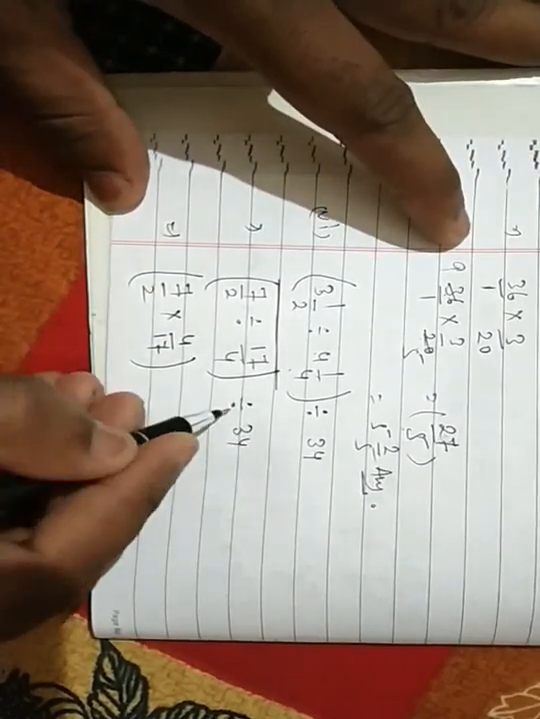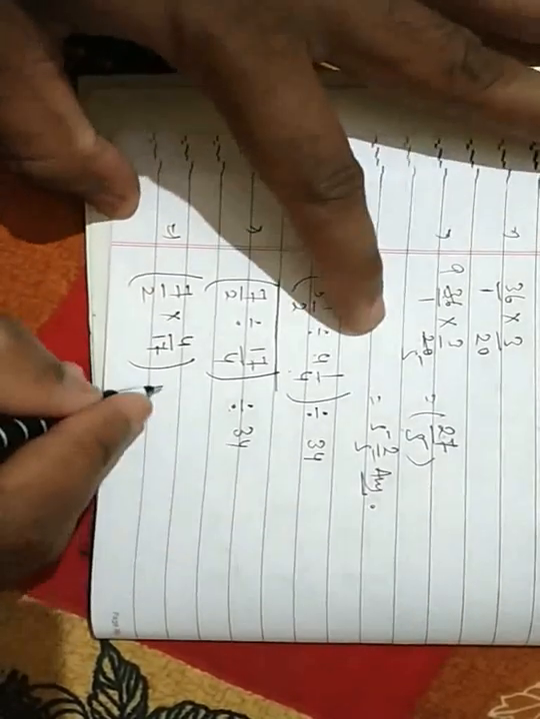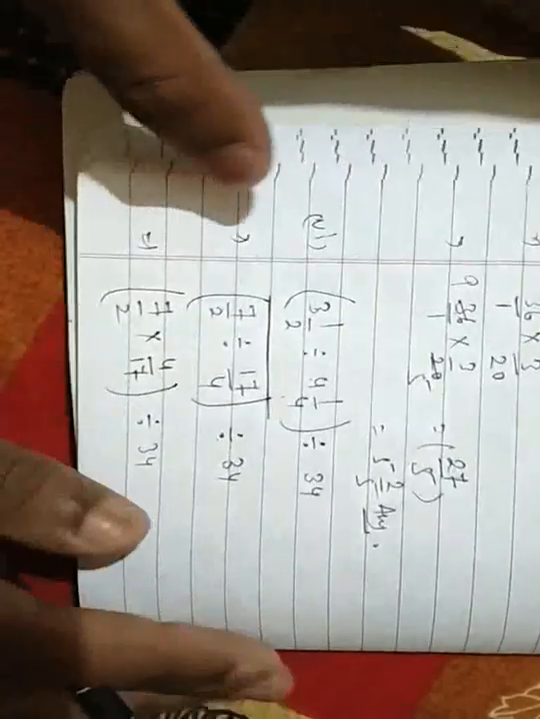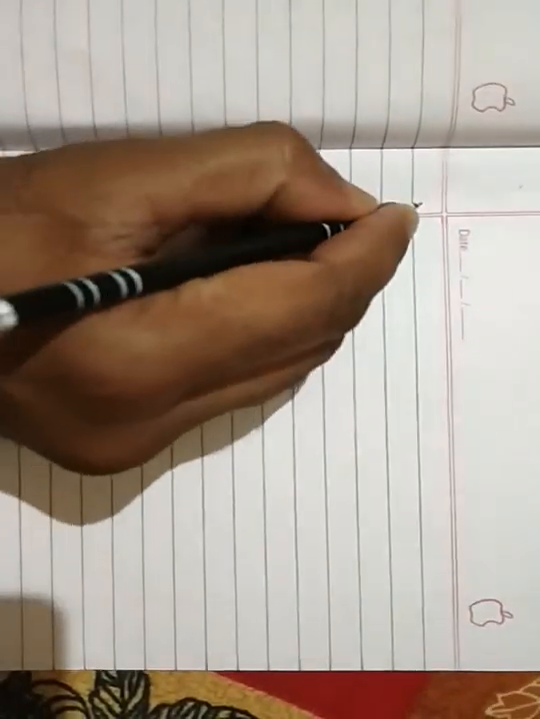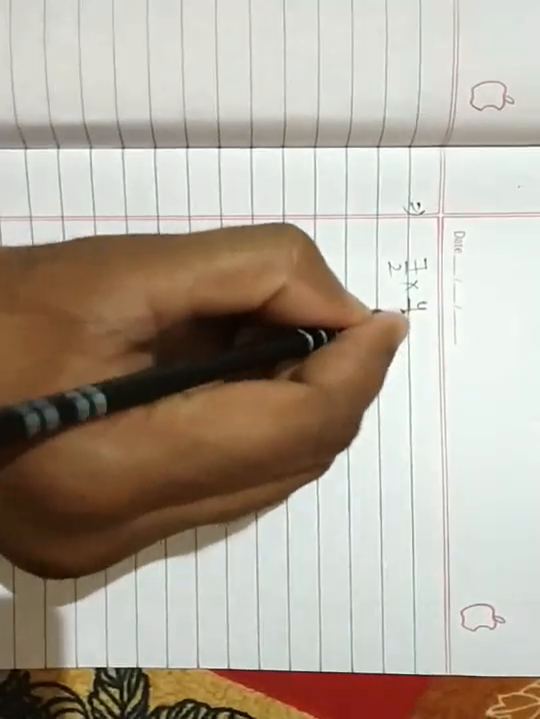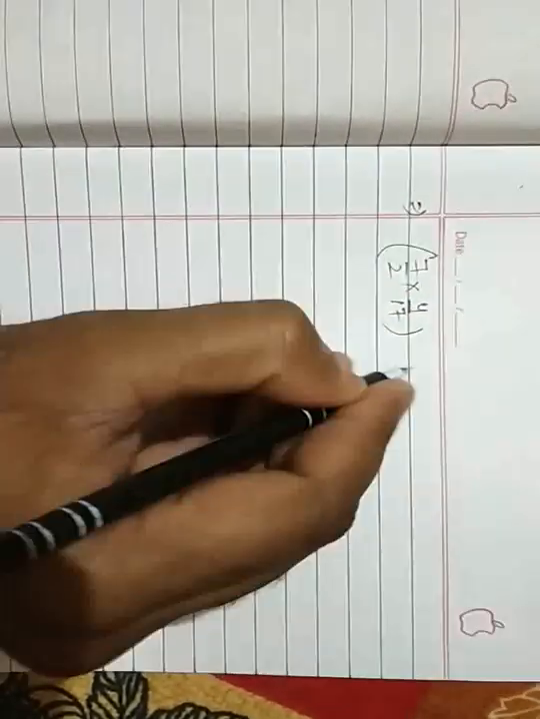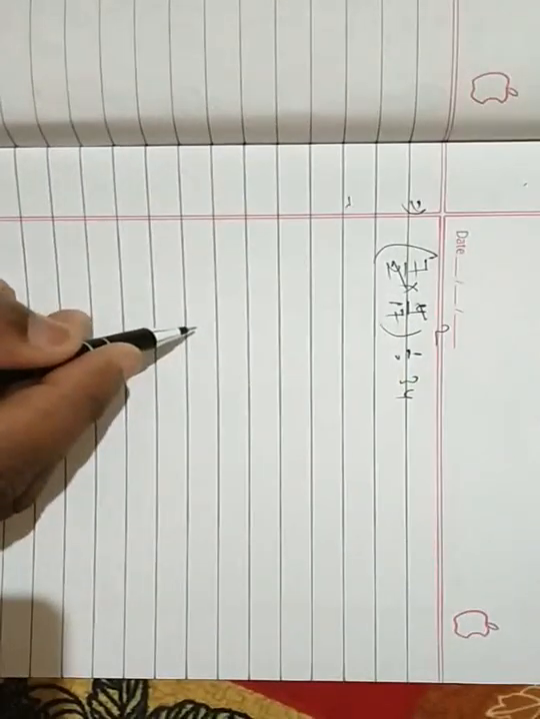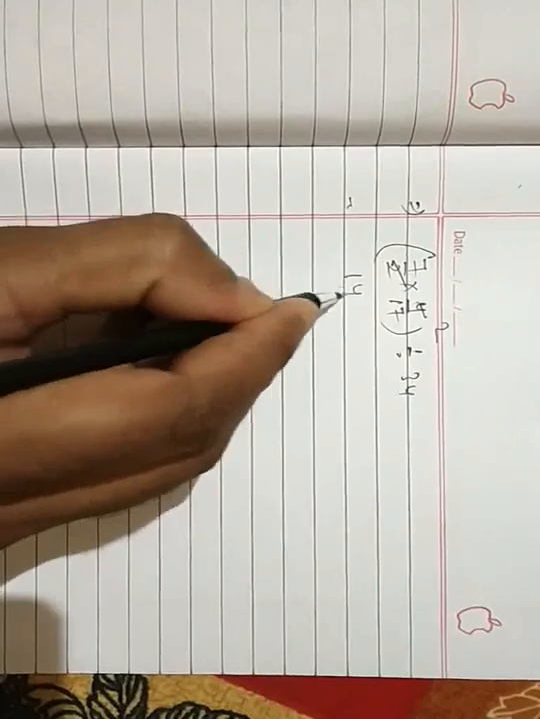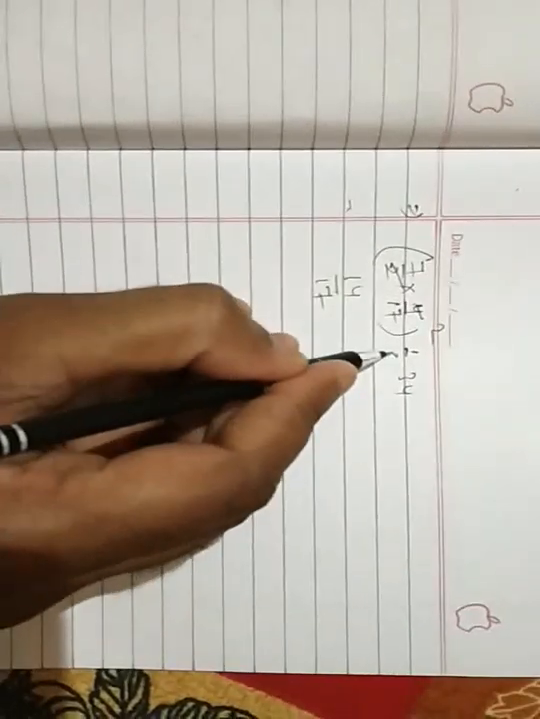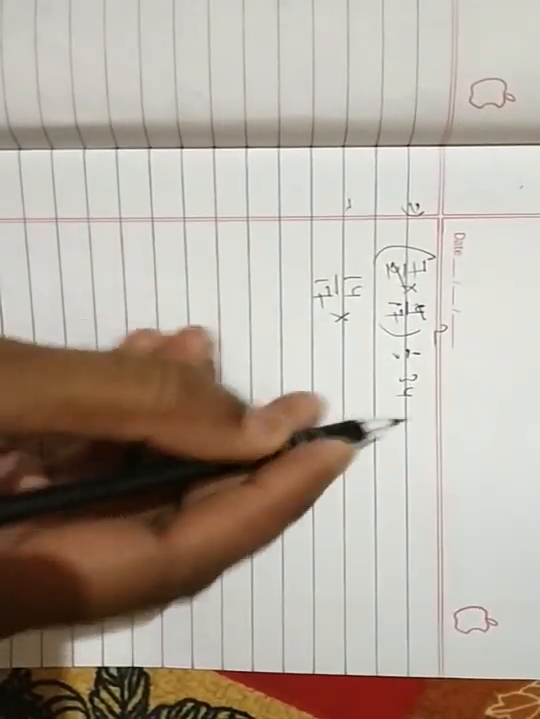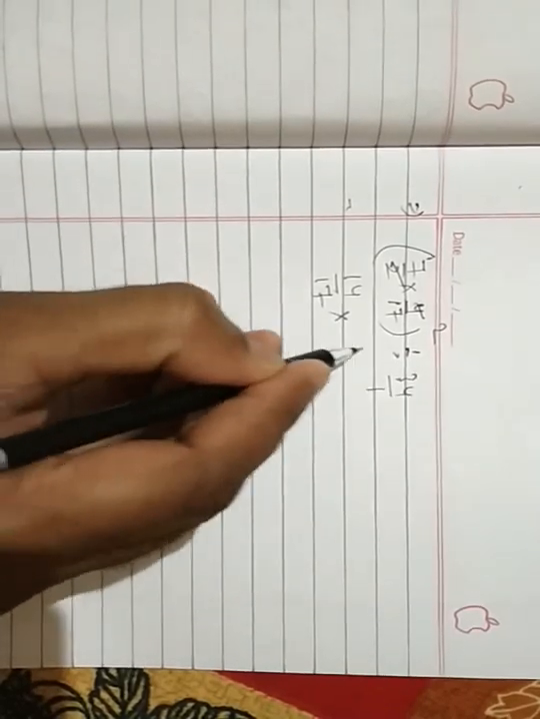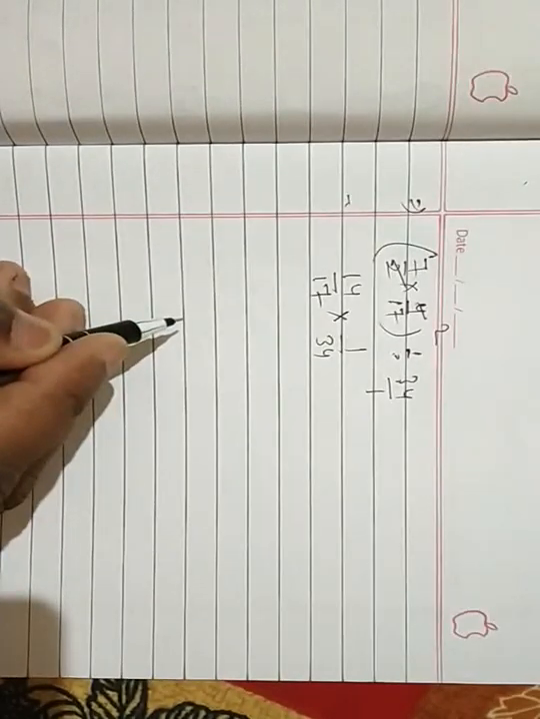We can also change this divide into multiply, but leave it for now. We can write divide 34. What else can we do? 7 by 2 into 4 by 17, divided by 34. This 2 can cancel this 4 2 times. 7 2s are 14 by 17. So this divide will change into multiply. And what is the reciprocal of 34 by 1? It is 1 by 34.